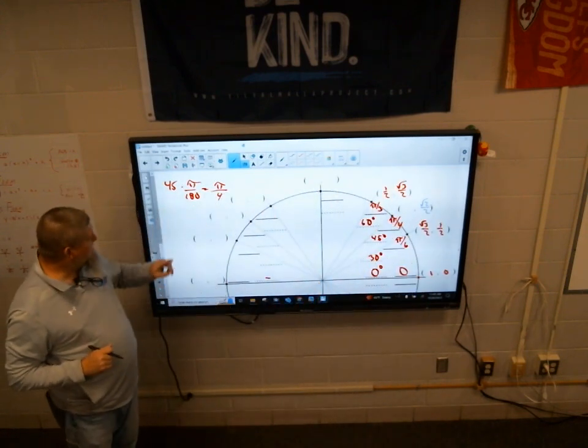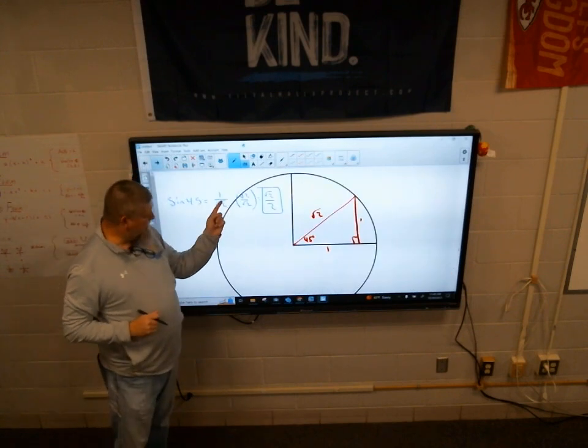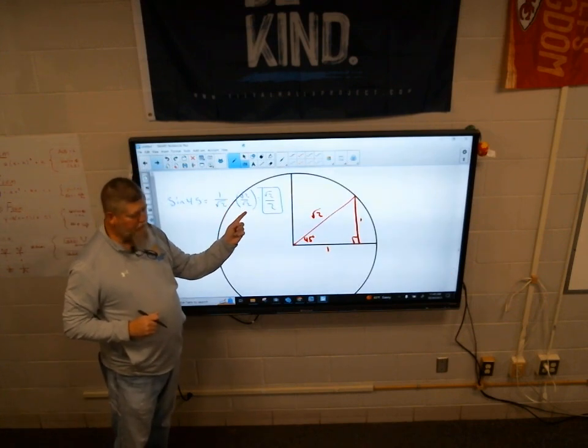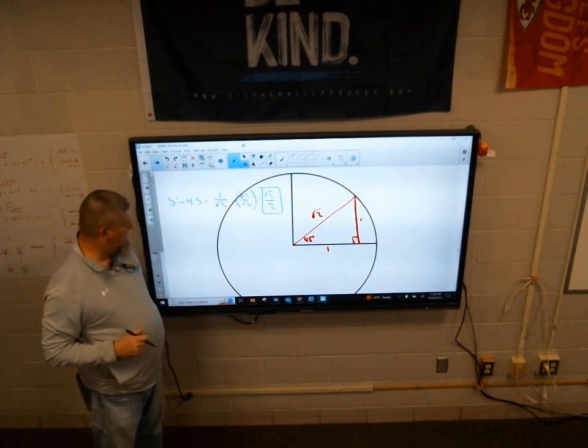You'll come across that a few times when we have a radical in the denominator. You simply have to multiply and rationalize it.